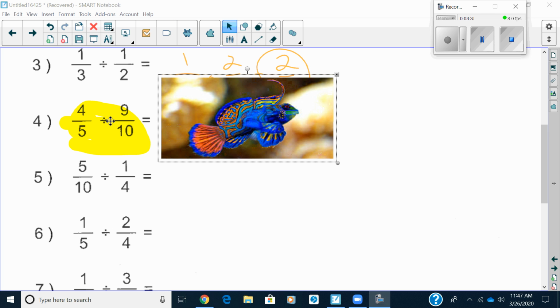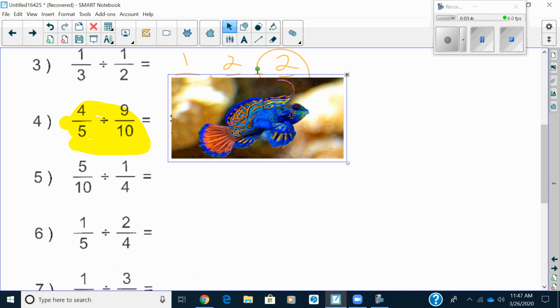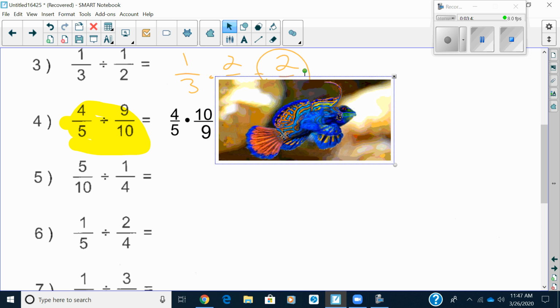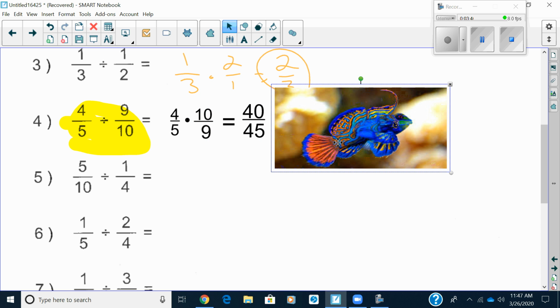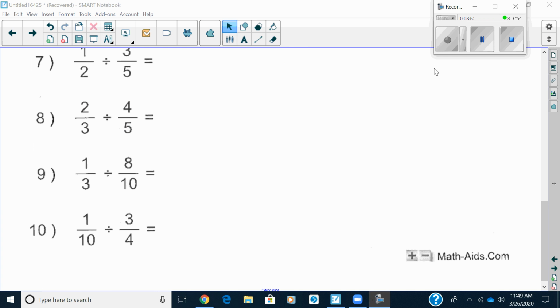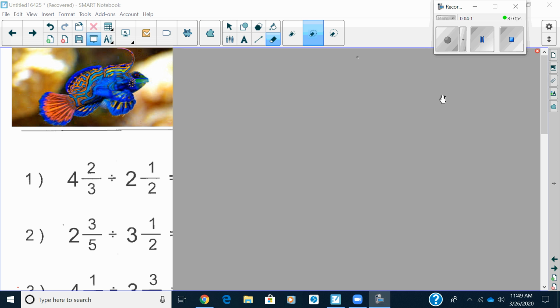Okay, remember that 4/5 stays the same. Division changes to multiplication, and we take the reciprocal of this, 10 over 9. 4/5 times 10 over 9 equals 40 over 45, which can be simplified to be 8 over 9. Before continuing, I am going to post a couple problems on Schoology, and you should attempt them now, and then go back to the video and watch the next part where we're going to be dividing mixed numbers.